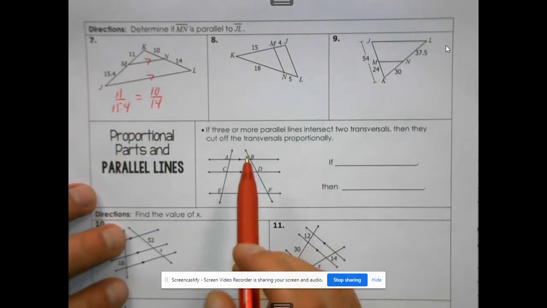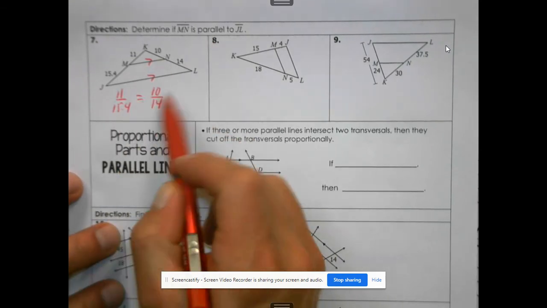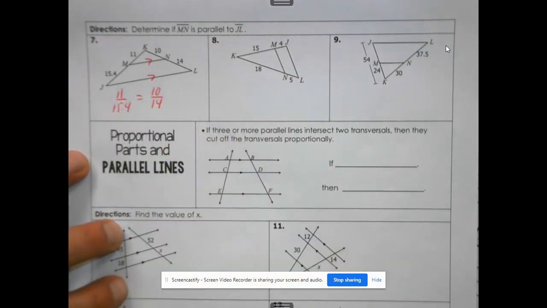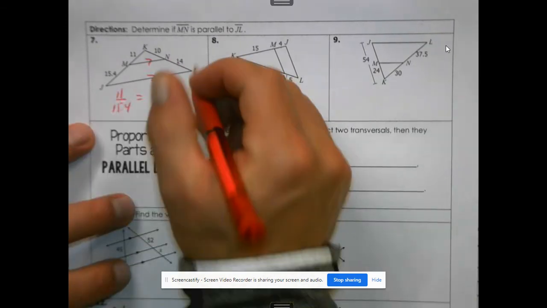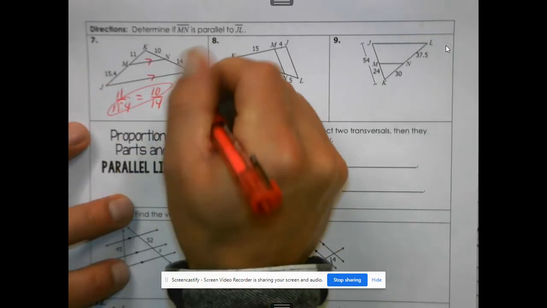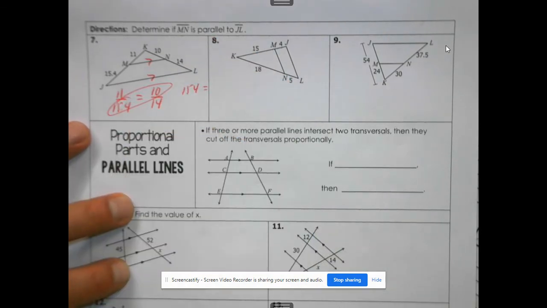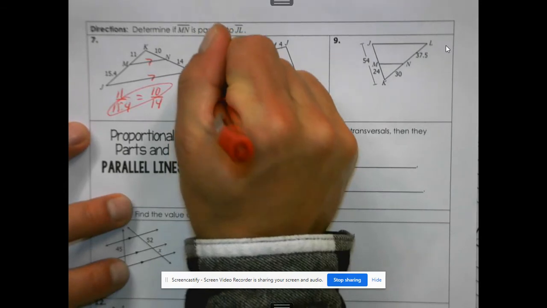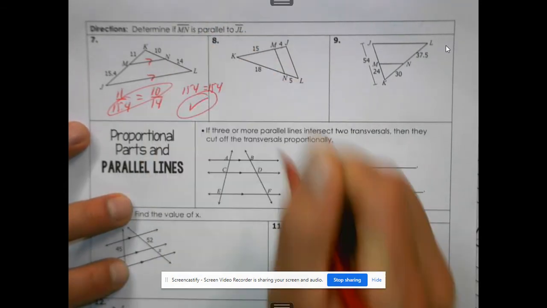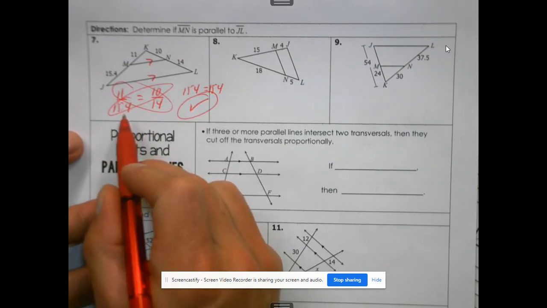And then here's your job. To figure out if it's parallel or not, you have to cross multiply and see if you get the same answers. So if I do 10 times 15.4, that gives me 154. And then if I do 11 times 14, that also gives me 154. So yes, they work out. If we were to get something different when we cross multiply, that would be a no.